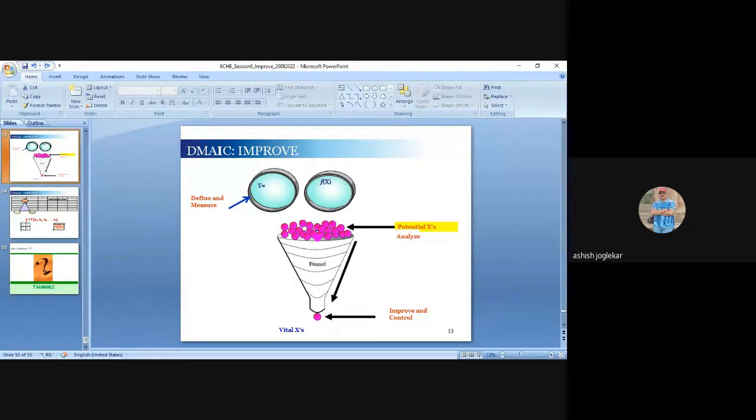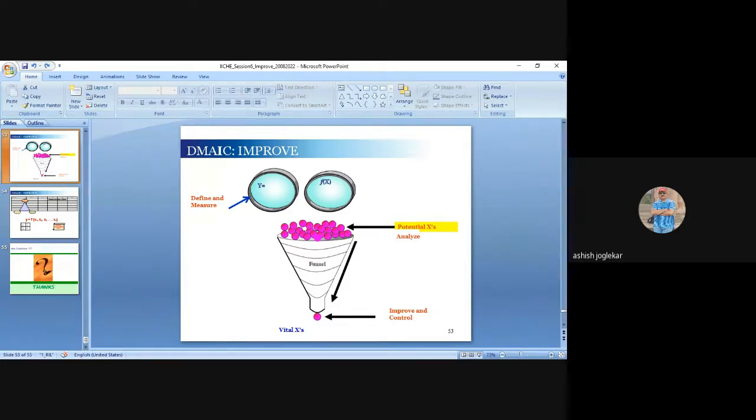So again, you will find this same thing at Y is a function of X1, X2, X3, Xn. Out of these Xn, these are potential Xs, maybe 25, 30, 40, by using some tools. It can be FMEA, prioritization matrix, Pareto, statistical tools. Using these tools, you find out what are the vital 4 or 5 causes that are derailing my project, derailing my performance. Act on them.